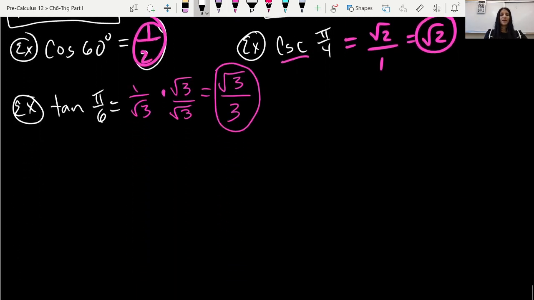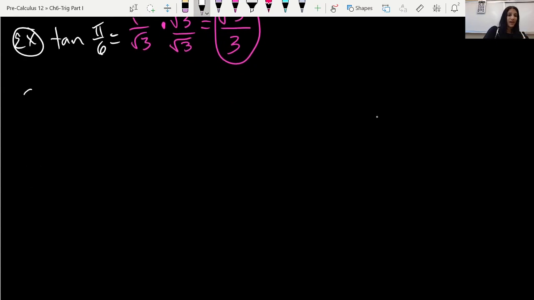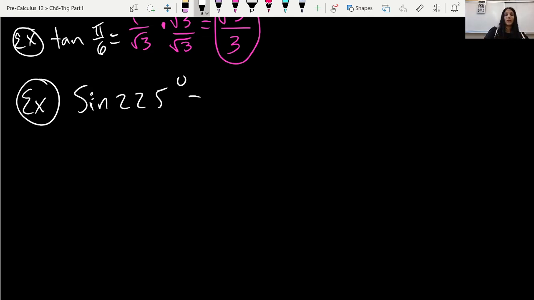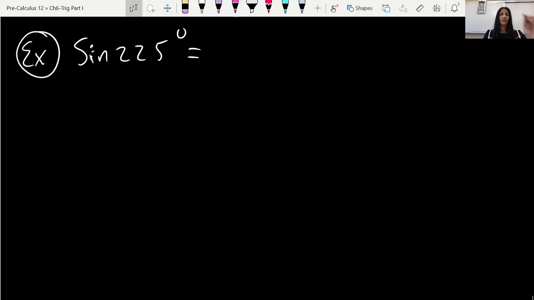Okay, so there are some straightforward examples of how that can show up, but then we also have some that look like this. Let's say we have the sine of 225 degrees, and we want to figure out what that is equal to. And you don't have calculators for this stuff. You are going to do this without a calculator. And so let's go through some strategies for how to do that.